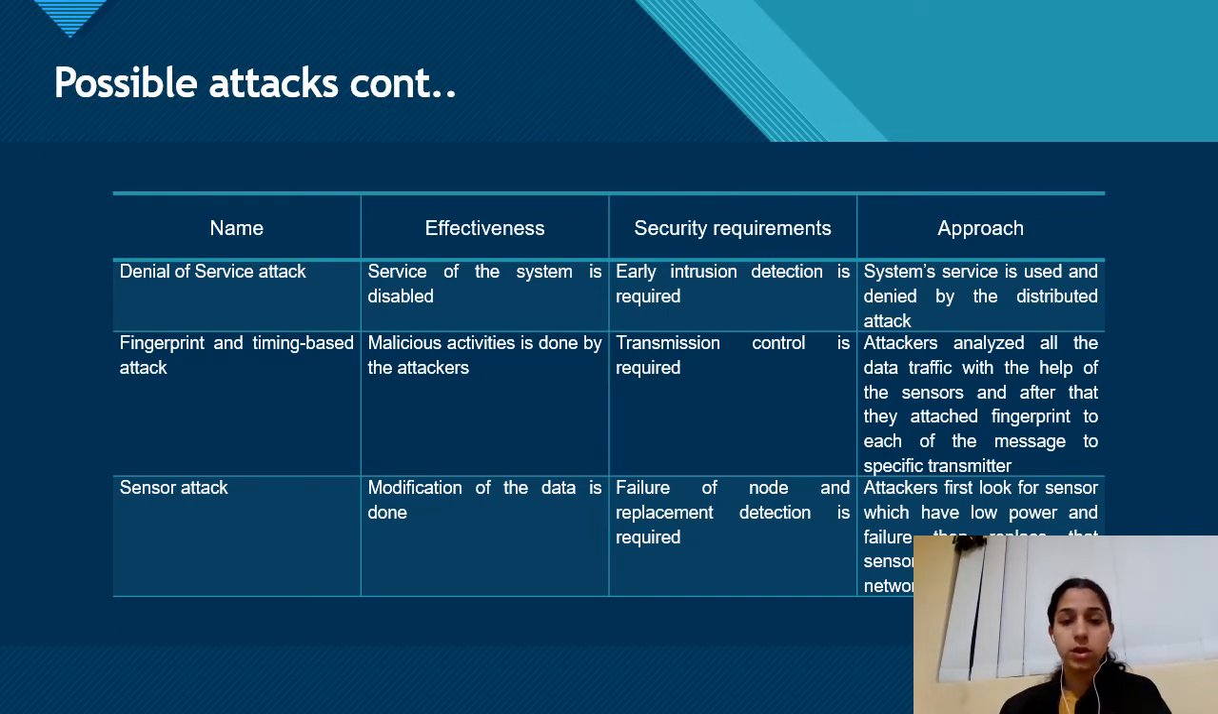Sensor attack: modification of the data, failure of node, and replacement detection is required. Attackers first look for sensors which have low power and failure, then replace the sensor to enter into the network.